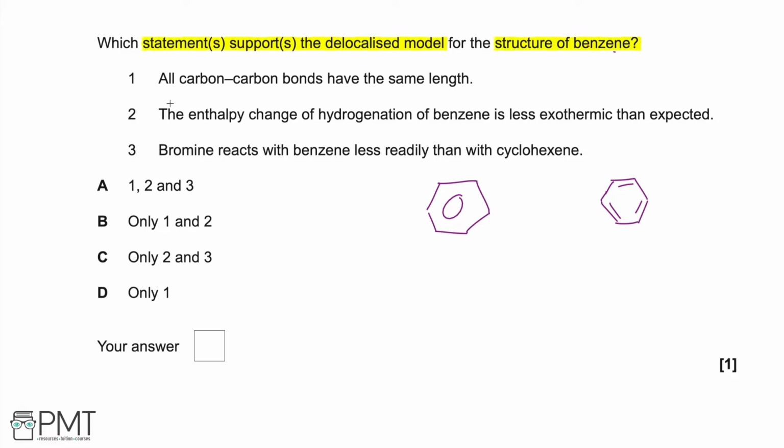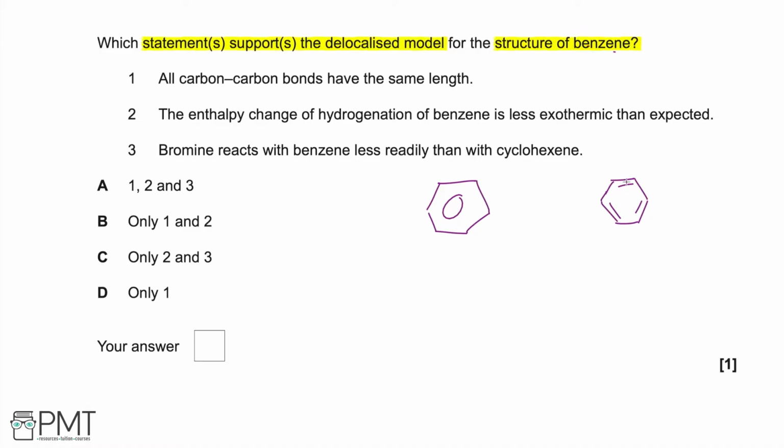So we've been given these 3 statements. We need to assess which ones support the delocalized model for the structure of benzene. So number 1 is all carbon-carbon bonds have the same length. And if we think about the delocalized versus the Kekulé structure, this delocalized system above and below the plane of the carbon-carbon bonds is supported by all carbon bonds being the same length.